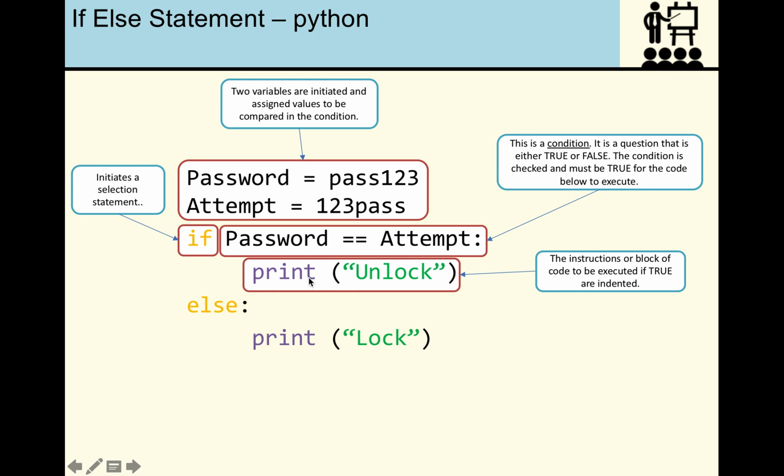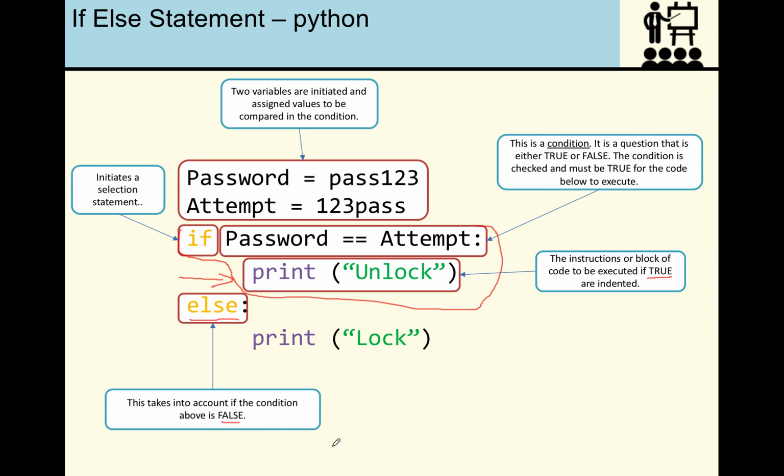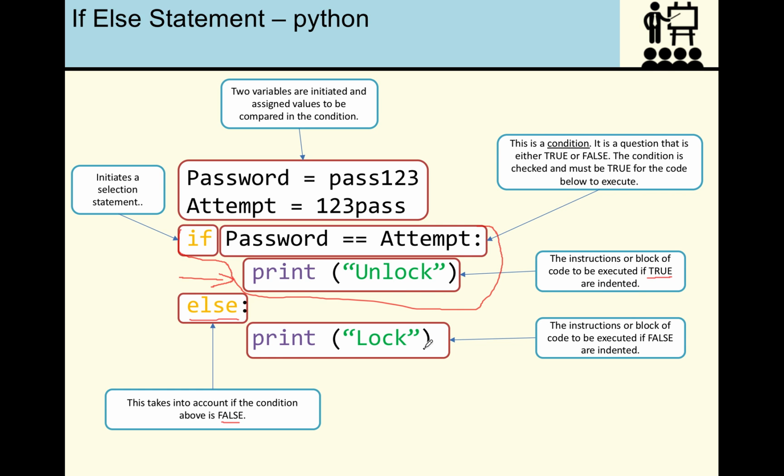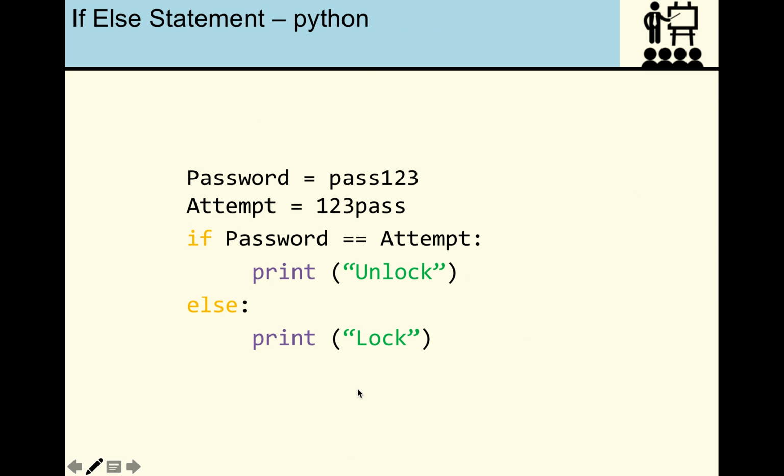The instruction is indented. There's a dent. I've dented it in, it's indented. That's what it is. This is good coding practice. Indenting my code means it belongs to this if statement, and it will only execute, it will only happen, if this statement is true. Or else, if it's false, it will print lock. So let's take a look at that code in context.